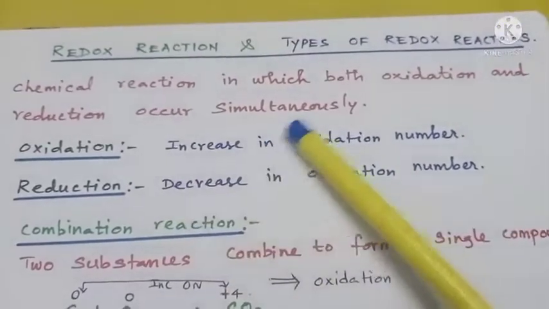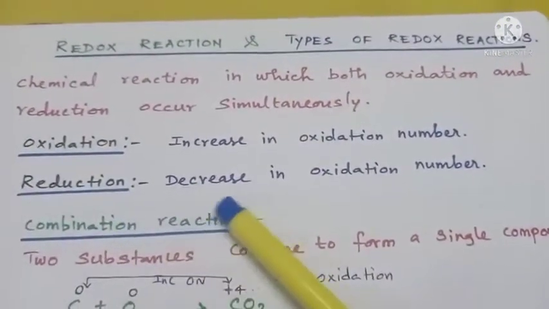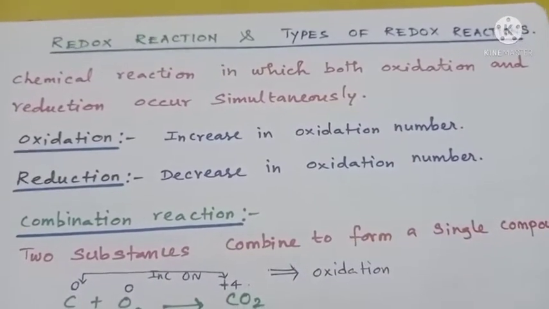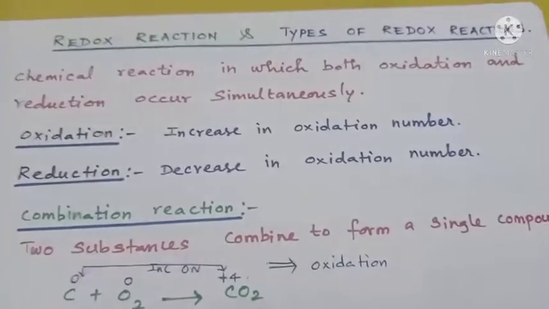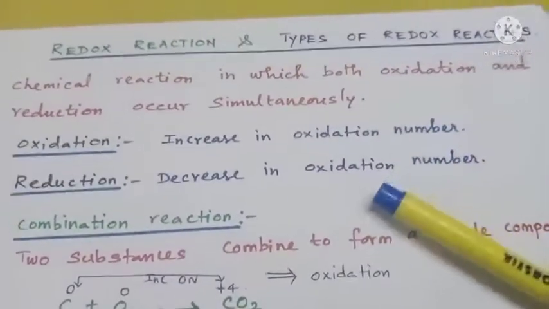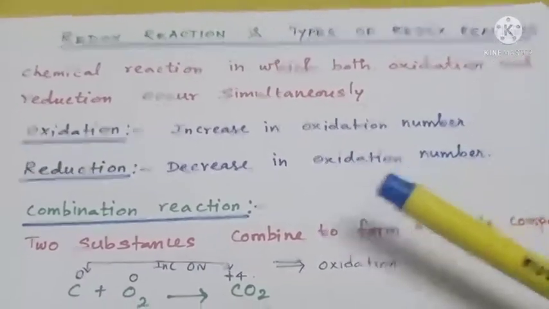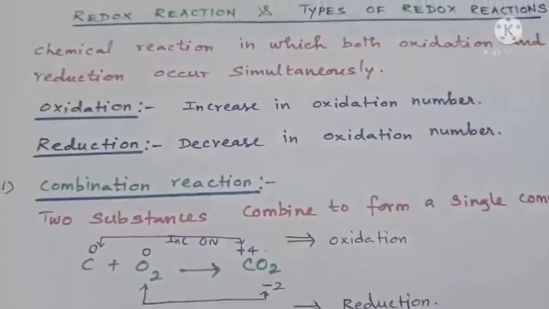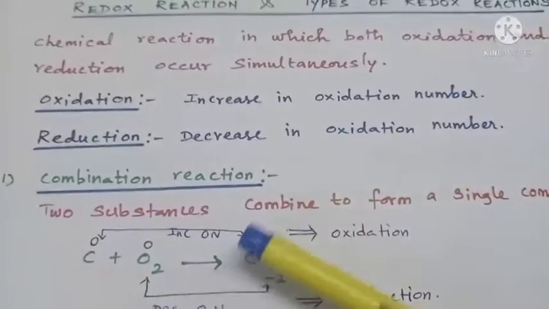Basically, oxidation is nothing but an increase in oxidation number, and reduction is nothing but a decrease in oxidation number. So in a redox reaction, both take place. There will be an increase in the oxidation number of a certain atom, as well as a decrease in oxidation number. That is the nature of a redox reaction. We have 5 different types of redox reactions. The first one is the combination reaction.